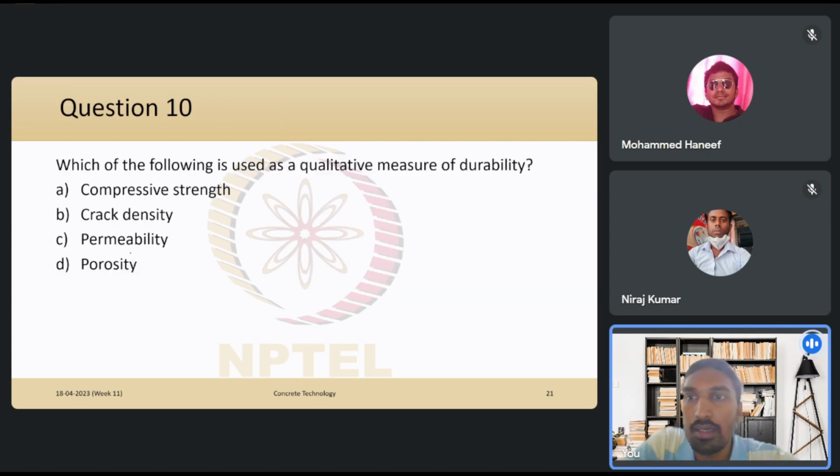Okay, question number 10 is which of the following is used as a qualitative measure of durability? So the options are compressive strength, crack density, permeability, and porosity.